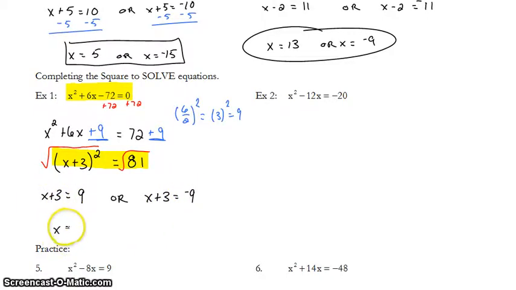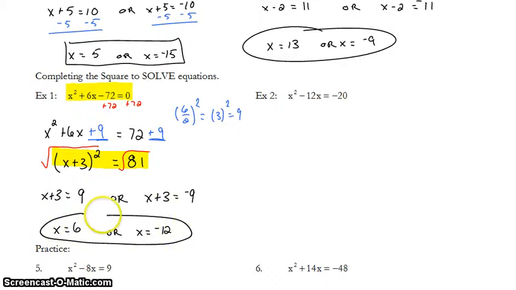Subtract 3 from both sides, and x equals 6. Subtract 3 from both sides, and x equals negative 12. That's one example.